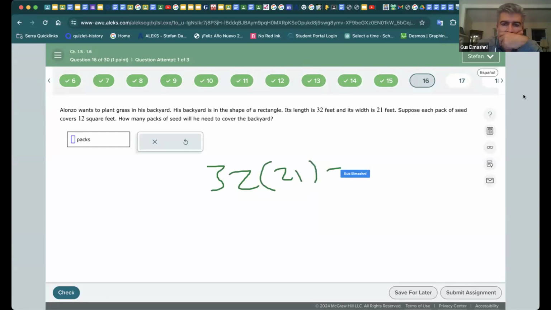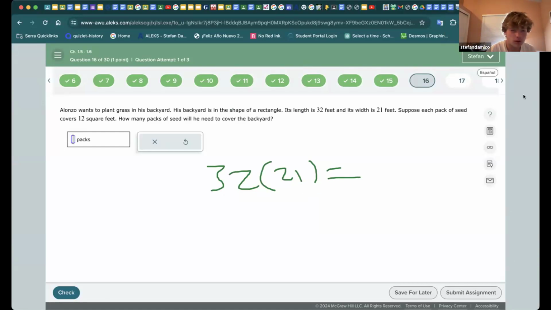You need to find the area. I'll just use a calculator. You need to find the area of the whole yard and then divide by 12. I'm gonna use my calculator though, and it should be 56. So 56 divided by 12.